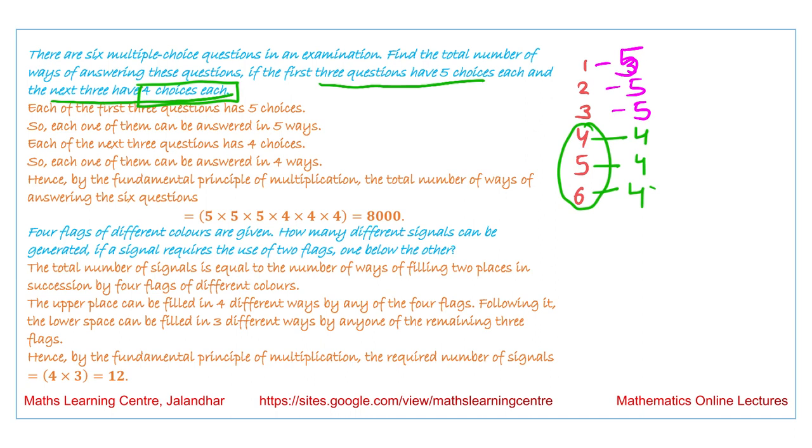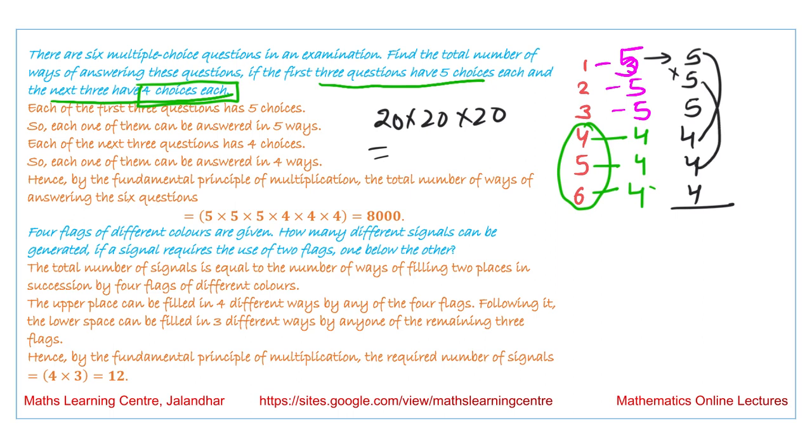For the first question there are 5 ways, for the second 5 ways, for the third 5 ways, then 4 ways, 4 ways and 4 ways. When we multiply these values, we get 5 into 4, 20 into 20 into 20. So the answer we obtain is 8,000. So there are a total of 8,000 ways to answer these questions.